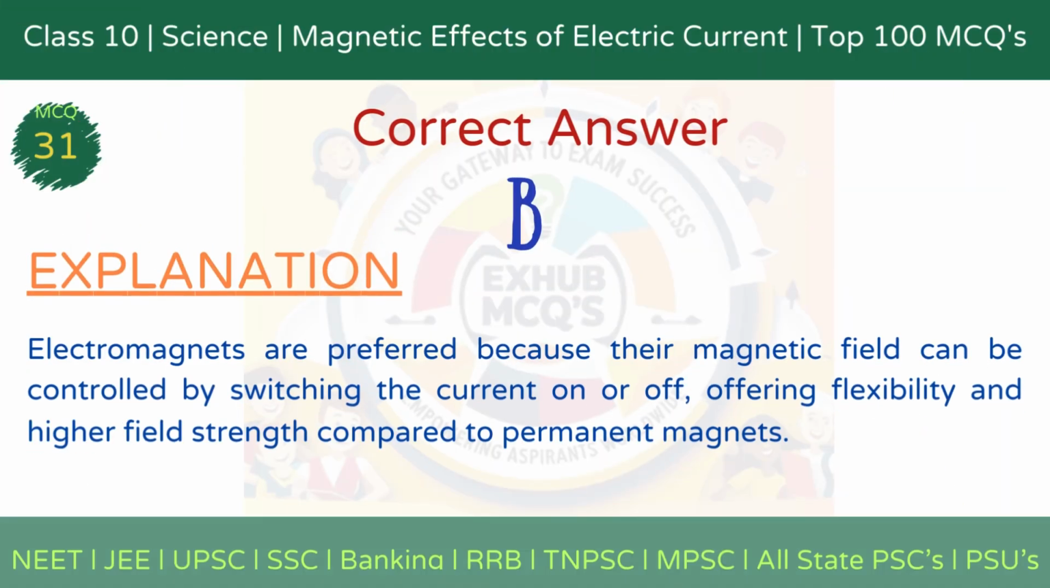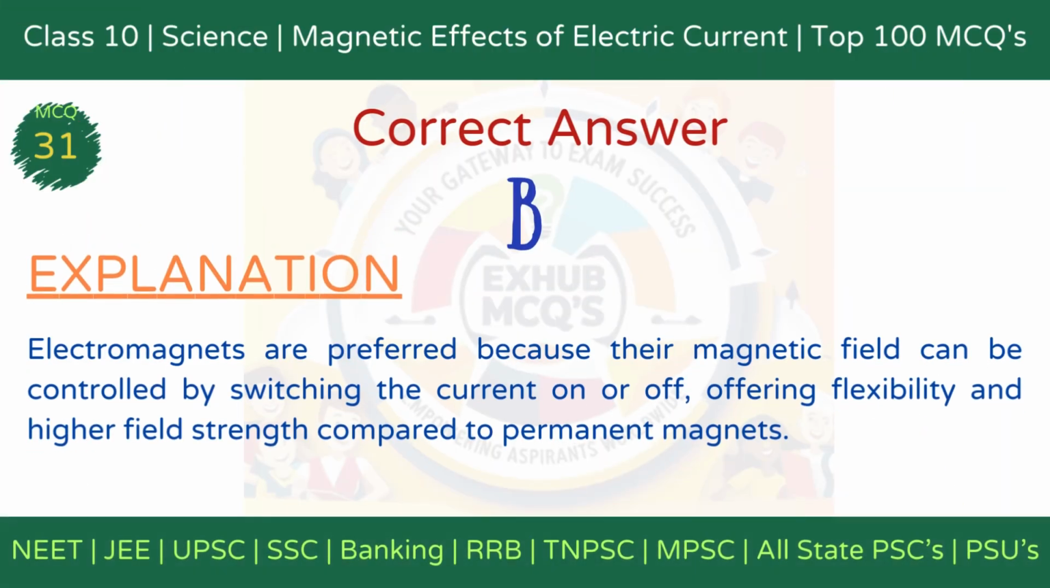The correct answer is option B, they can be turned on and off. Explanation. Electromagnets are preferred because their magnetic field can be controlled by switching the current on or off, offering flexibility and higher field strength compared to permanent magnets.